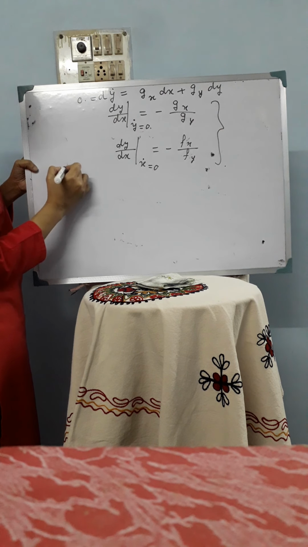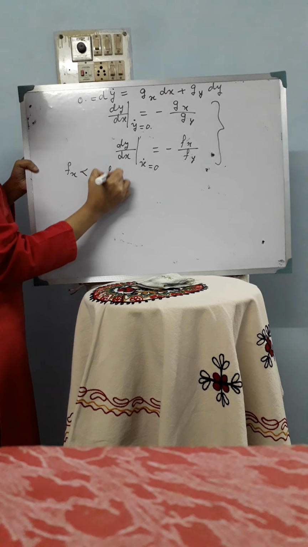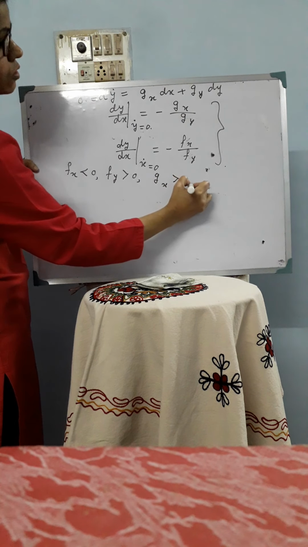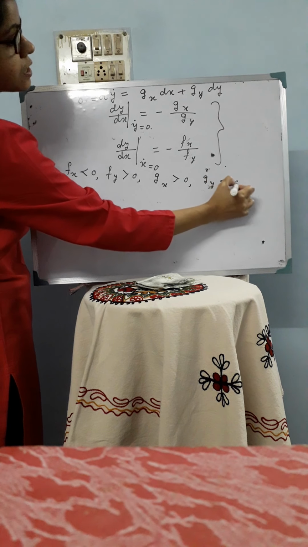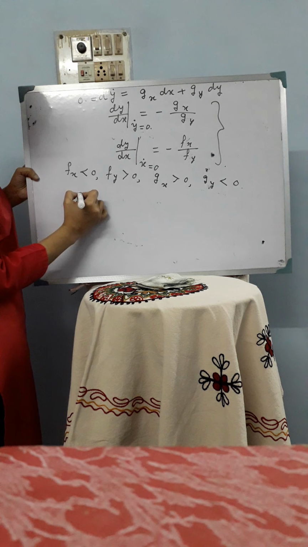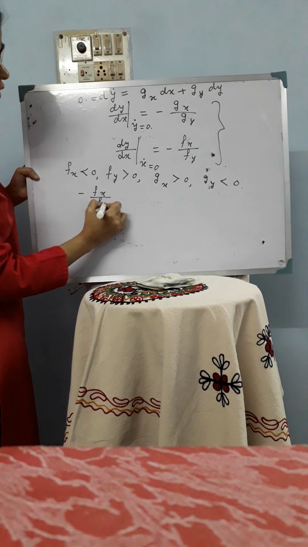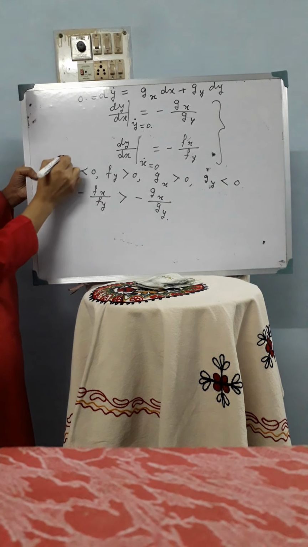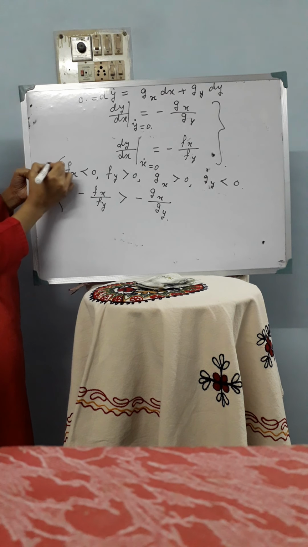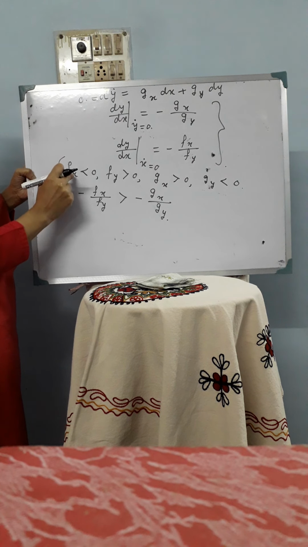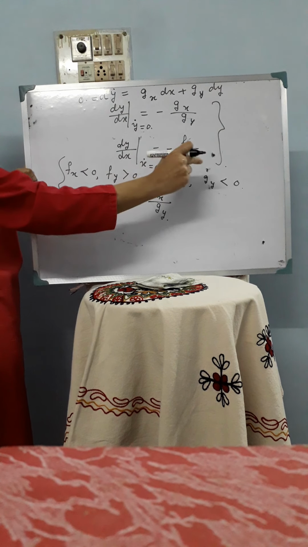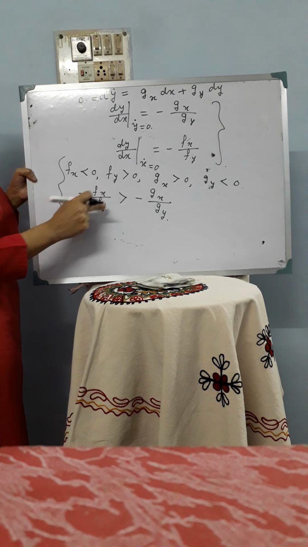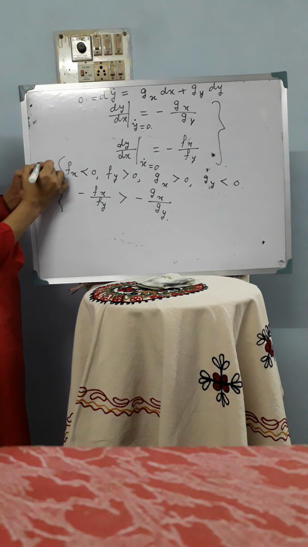Now let's assume that fx is less than 0, fy is greater than 0, gx is greater than 0 and gy is less than 0. And moreover we assume that minus fx over fy is greater than minus gx over gy. So these are our assumptions. These are the two assumptions. The first assumption is on fx, fy, gx and gy, and the second assumption is that minus fx by fy is greater than minus gx by gy.